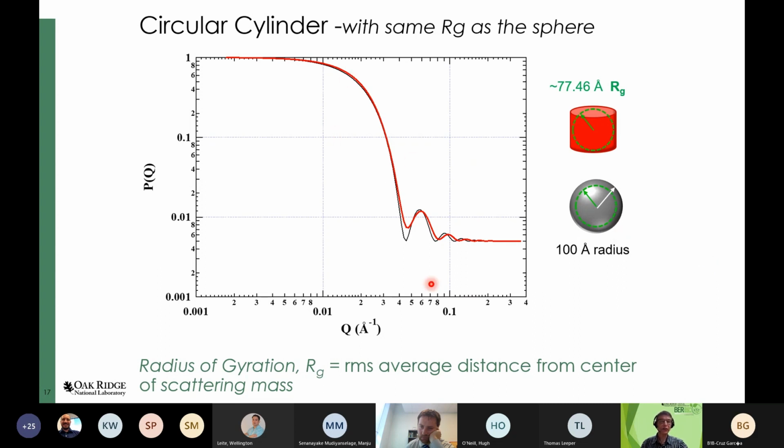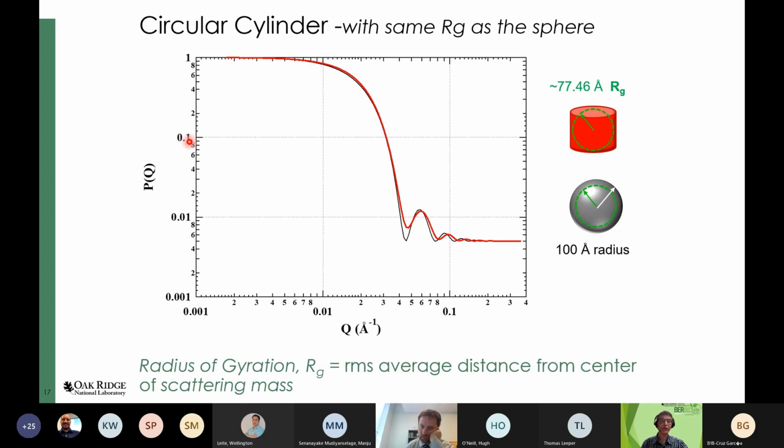Now they look very similar, these two curves, otherwise, even though the shapes are different. So we're much more sensitive, for example, to changing this RG. If I made this sphere a little bit bigger, I would probably see that better than if I use a different shape with the same RG. There is still a systematic difference, though. It's just hard to see.